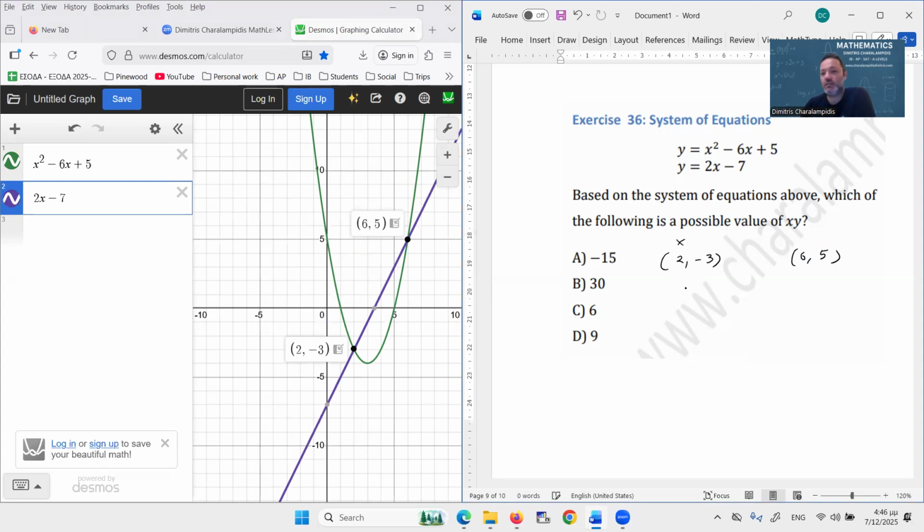So this is x, this is y, this is x, this is y. We are looking for the product of xy. It could be 2 times negative 3 equals negative 6, nowhere to be seen, or 6 times 5, which is 30, and that makes B the right answer for this specific question.